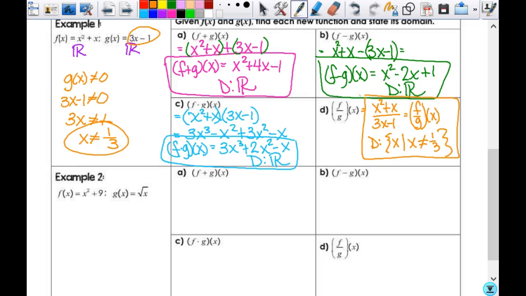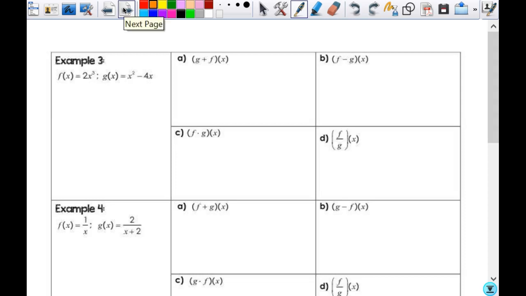Okay, so we're actually going to skip example 2, and we're going to go to example 3. All right, so my domains. What's the domain of this function right here? What is this function? What's this parent function? Cubic. Okay, let's look at this visually. This is a cubic, right? So that's what it looks like, right? Your domain is all real numbers, right?